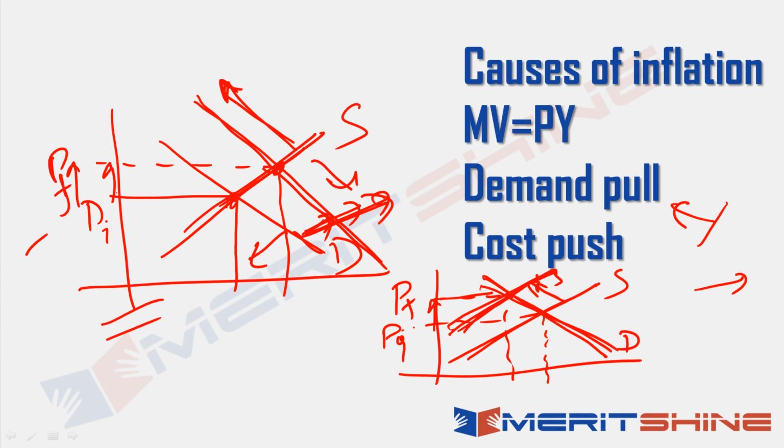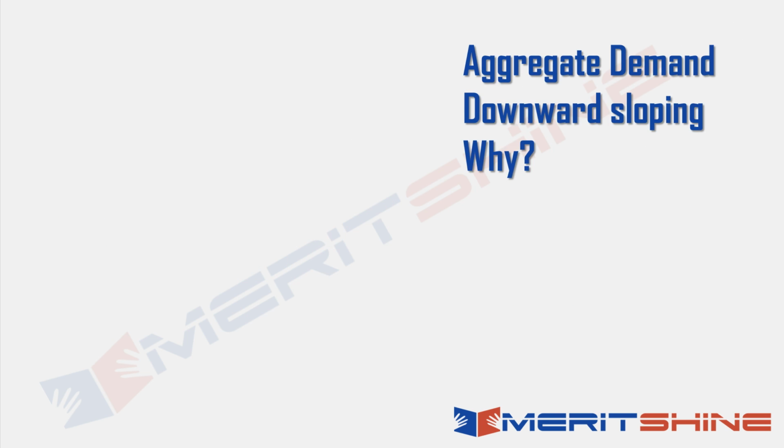Okay guys, I hope this part is clear. Can we move forward? These are the three major reasons if they ask you: printing money indiscriminately, demand pull and cost push. These three are the reasons.